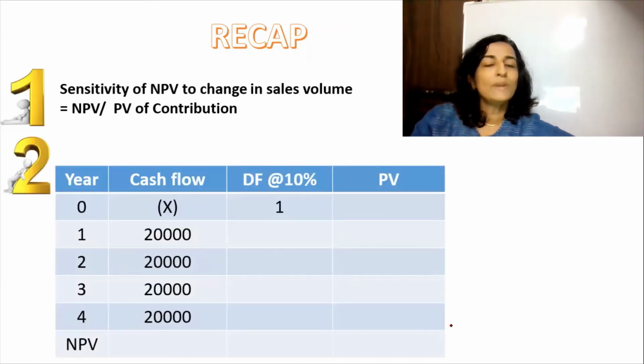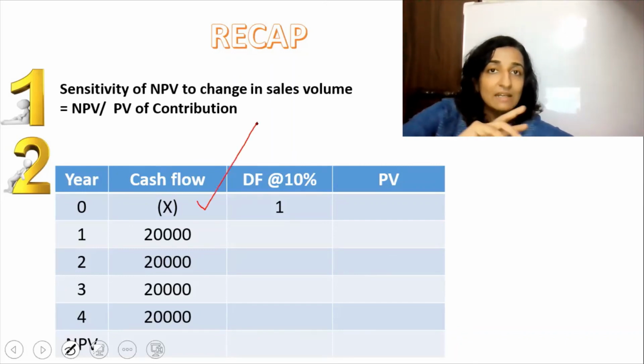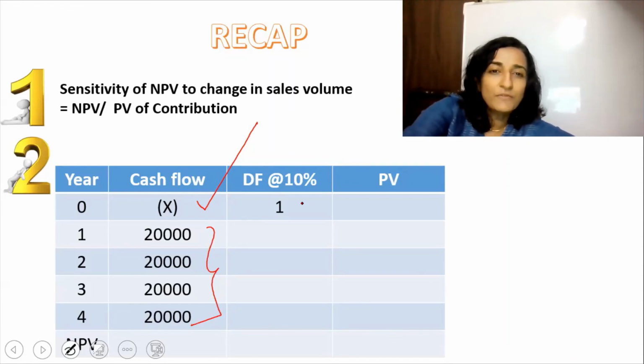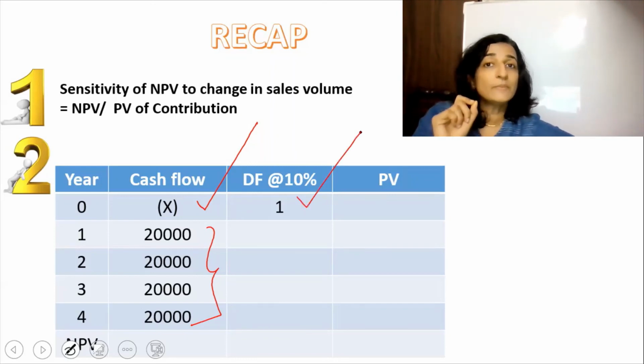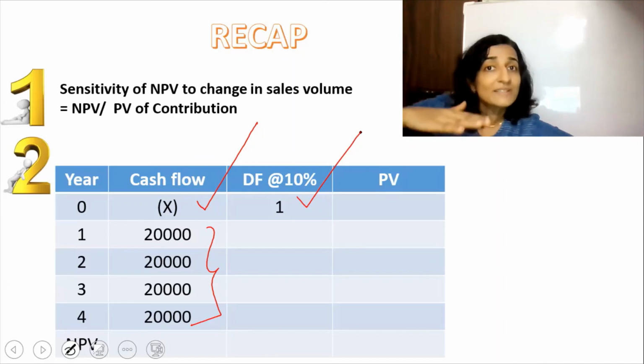Point number 2, we have the table for calculating the net present value. So in the first column, you have the year. So you jot down the number of years which is given in the question, starting with year 0, that is now. And the first row will have the investment. It will be a negative figure because that's a cash outflow. And all the other years, you will have a positive cash flow. And the discount factor for year 0 will always be equal to 1.